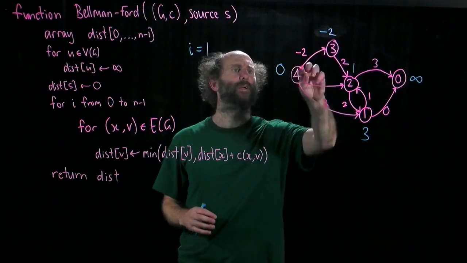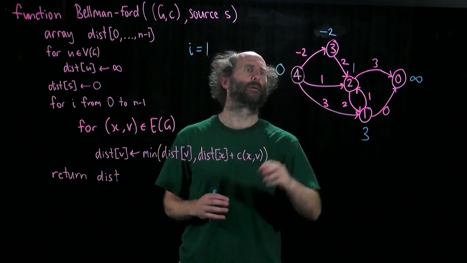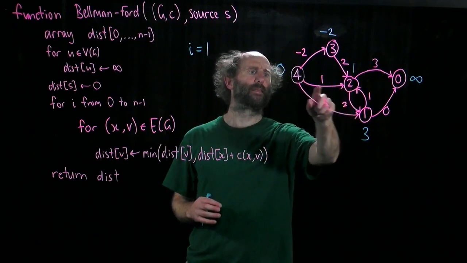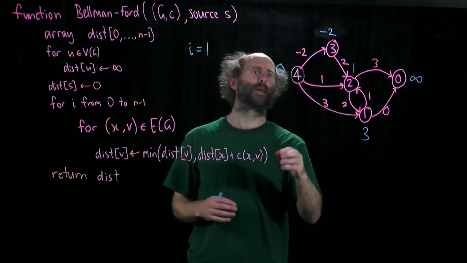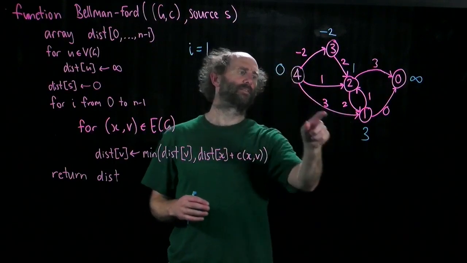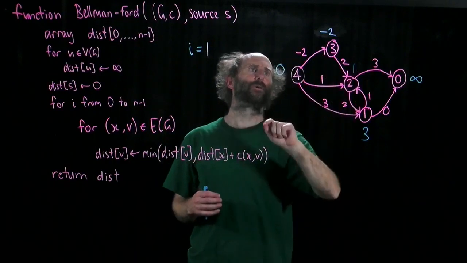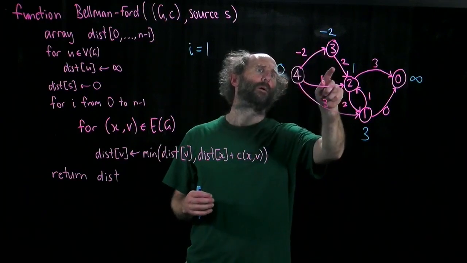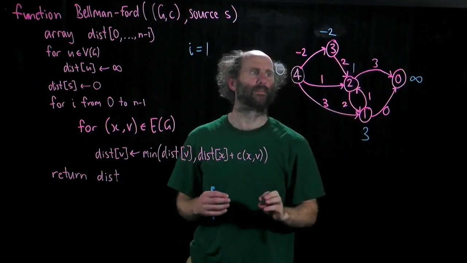Can we update this value by looking at this arc? 0 minus 2 is minus 2, so no update there. Can we update this value by looking at this arc? 0 plus 1 is 1, so no update there. Can we update this value by looking at this arc? 0 plus 3 is 3, no update there. Can we update this value by looking at this arc? Minus 2 plus 2 is 0, which is less than 1, so we can update this.